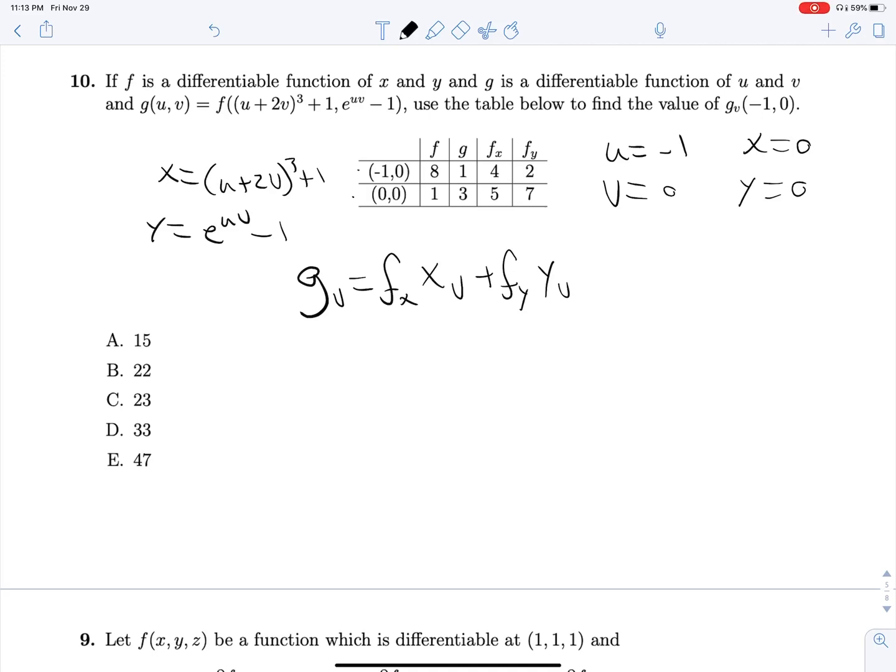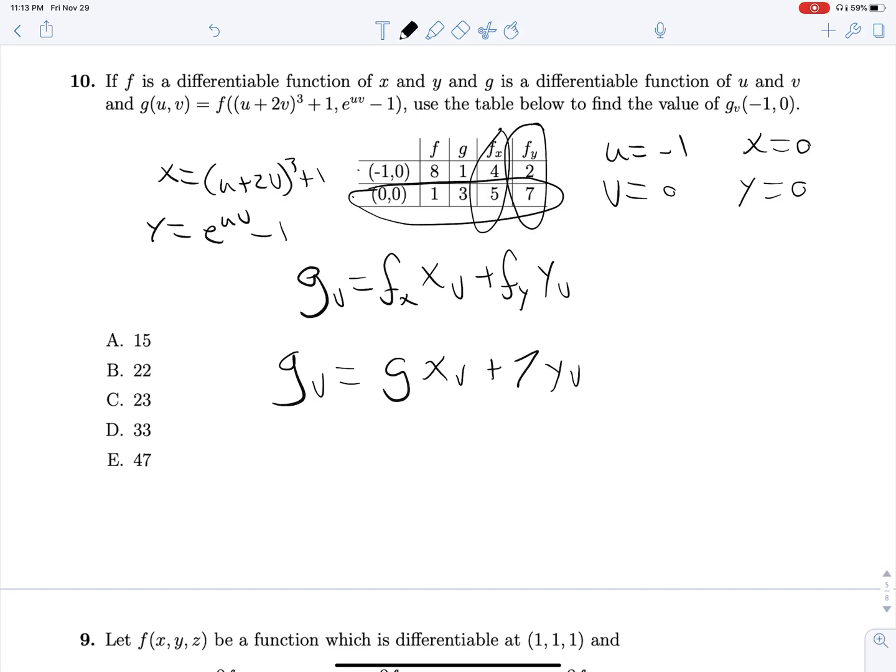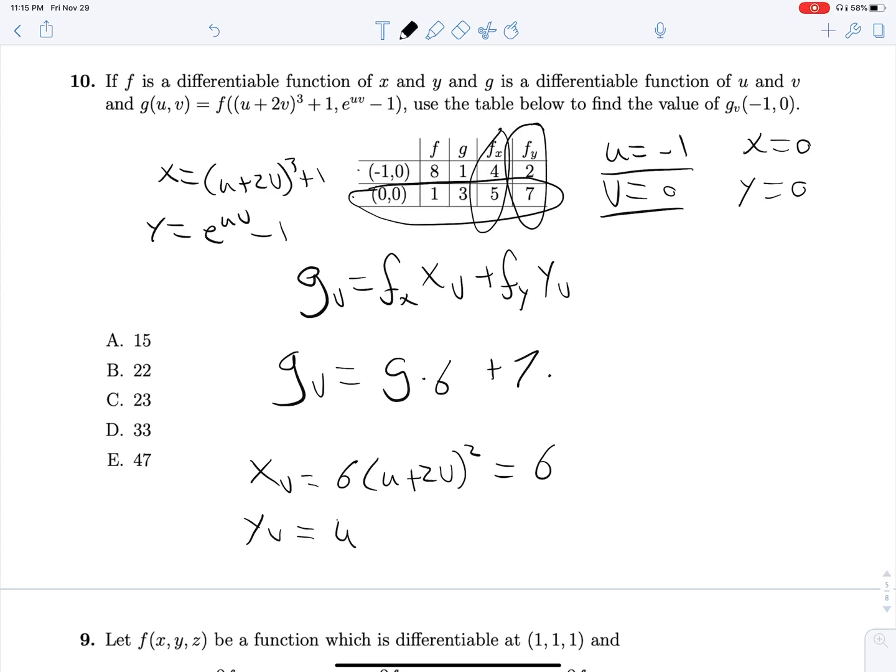So we know that we want to be using the ordered pair or the fx and fy values that correspond with 0, 0. So we can rewrite gv as 5, replacing that for fx that we found here, xv plus 7 yv. So let's find xv and yv. So evaluating our xv and yv, our xv is going to be 6u plus 2v squared, which will evaluate out to 6 when we apply these things that we know over here. And then our yv is going to be ue to the uv, which is -1.